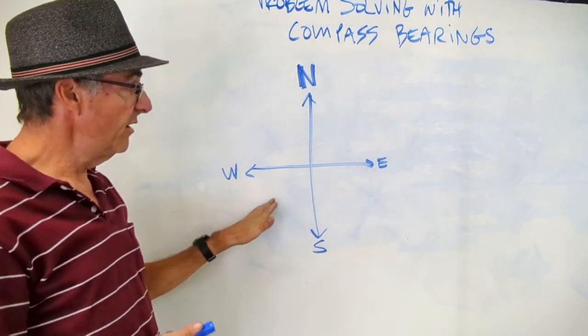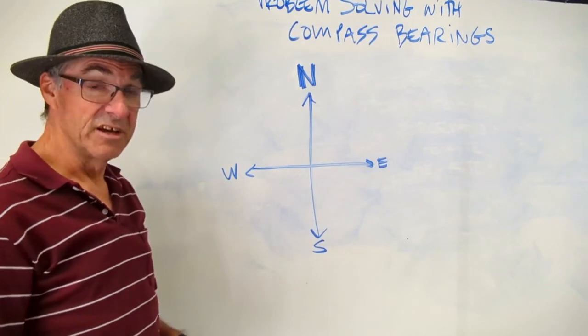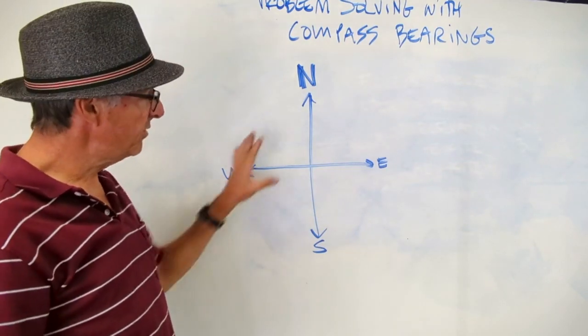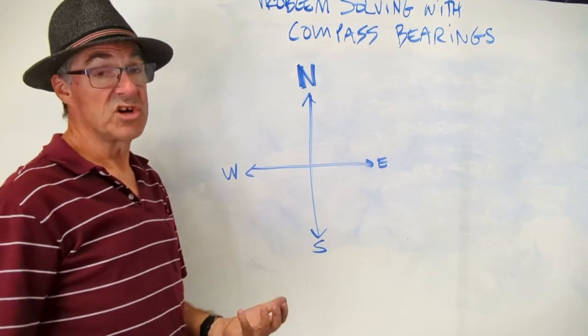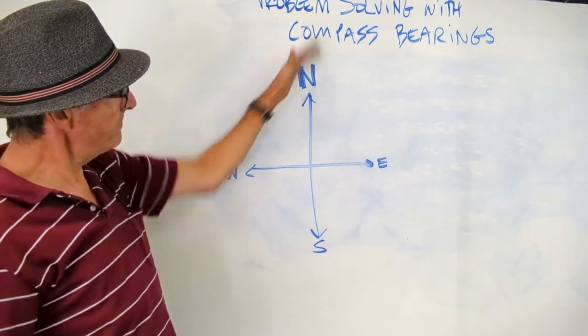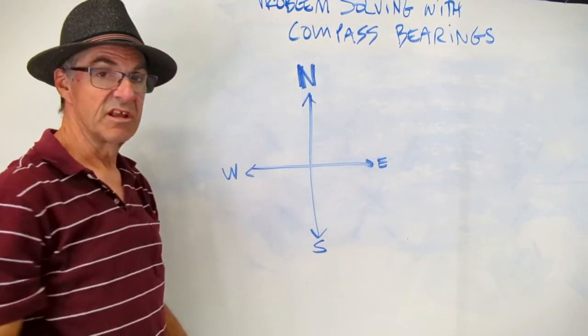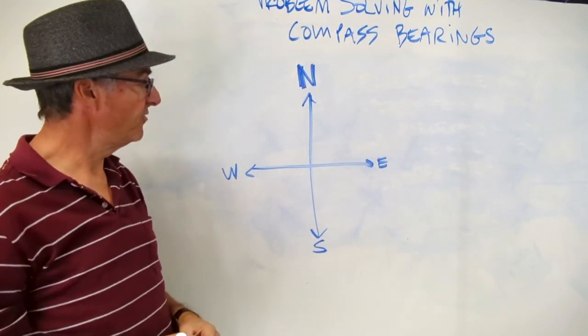So here is my bearing grid. This is kind of like a coordinate grid, but instead of plotting points on here, we're basically talking about angles on here. So north is straight up, east is to the right, south is straight down, and west is to the left. Now here's how we talk about things.